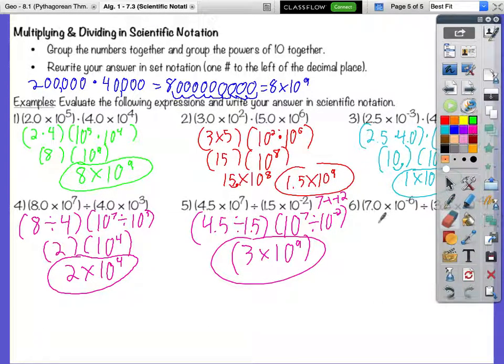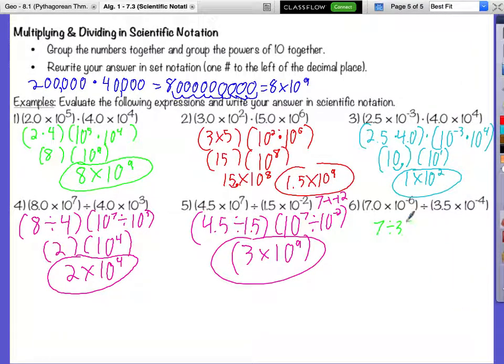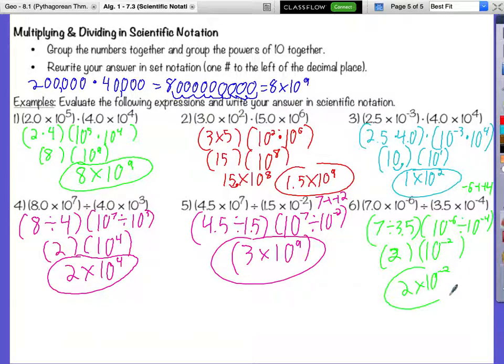On the sixth one, we group together 7 divided by 3.5 and put this division here. We're going to have 10 to the negative 6 divided by 10 to the negative 4. 7 divided by 3.5. 3.5 goes into 7 twice. 10 to the negative 6 divided by 10 to the negative 4. Negative 6 minus the negative 4. 10 to the negative second. So it ends up being 2 times 10 to the negative second in scientific notation.